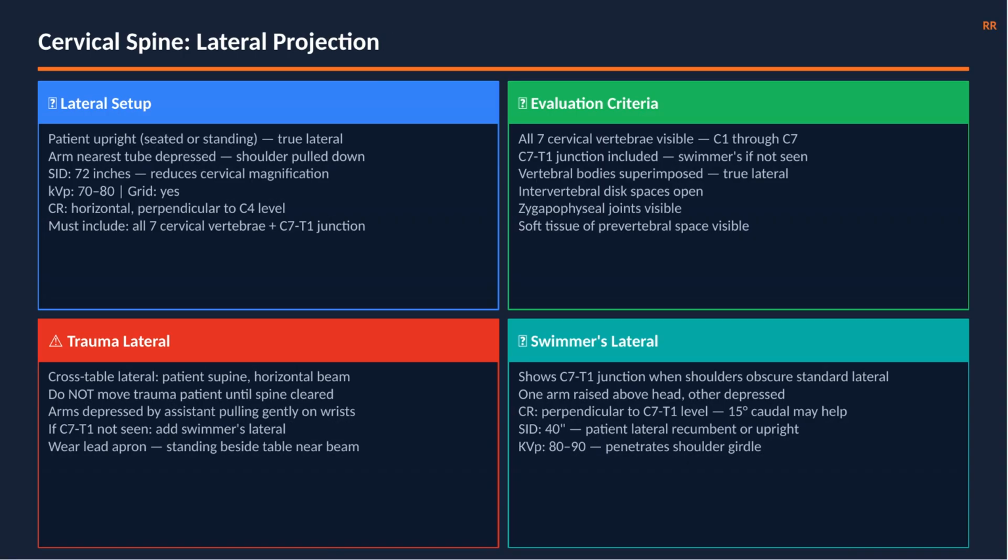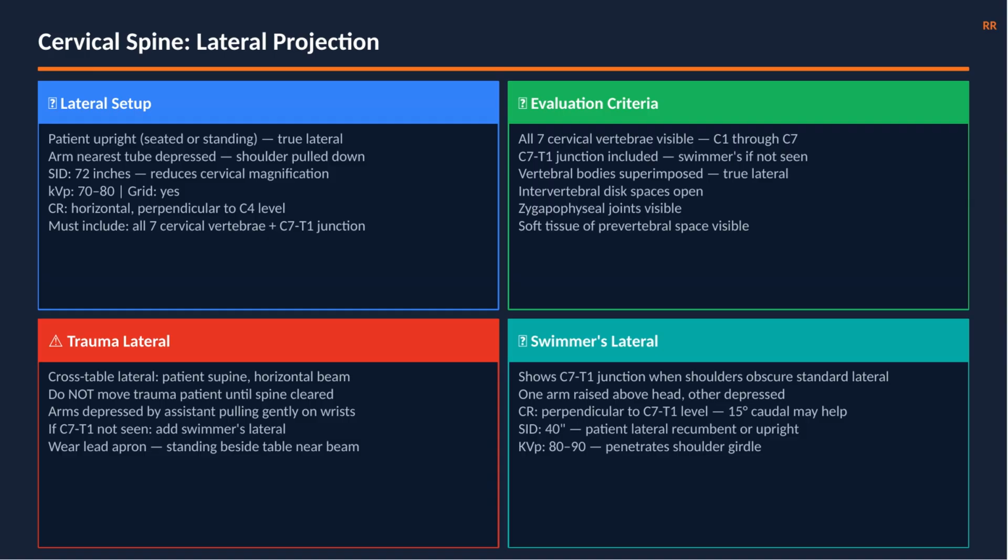The lateral cervical is the most clinically important single view of the cervical spine, and in trauma, it is always the first film obtained. Patient upright, seated or standing, true lateral. The arm nearest the tube is depressed, or the shoulder is pulled down by having the patient hold a weight. This moves the shoulder girdle inferiorly to uncover C7.